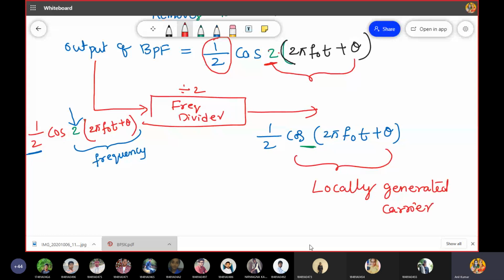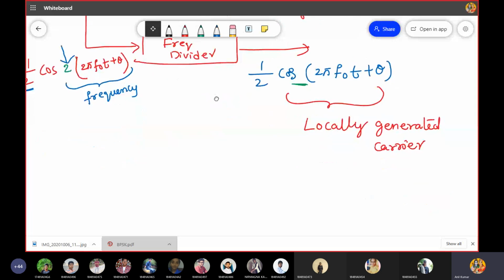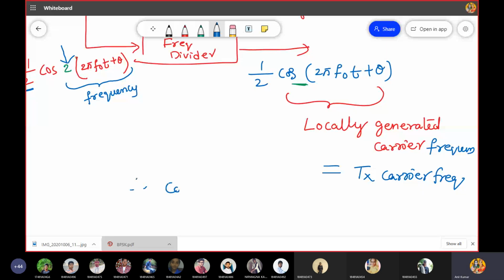Locally generated carrier. And so if you carefully identify this one, this locally generated carrier frequency is equal to the transmitter carrier frequency. So therefore it is coherent demodulation.